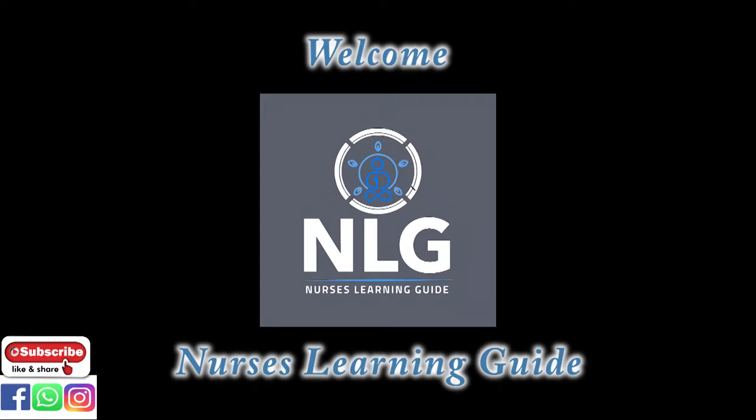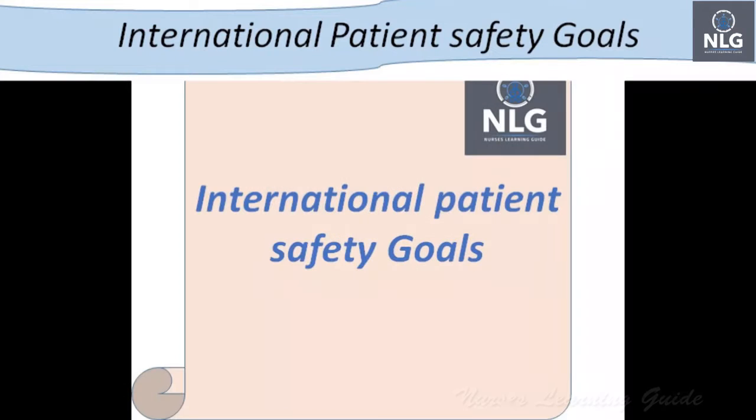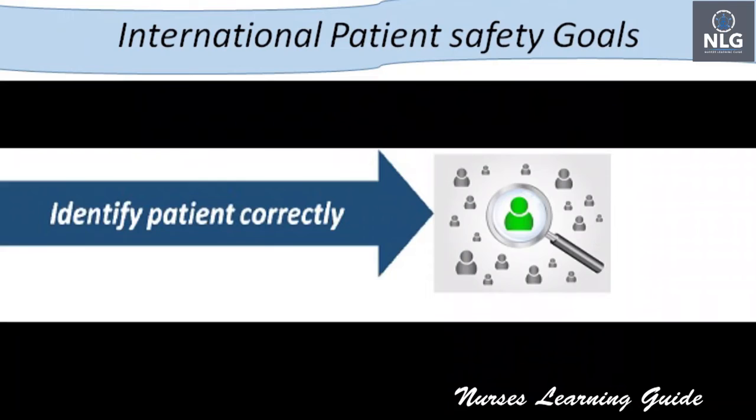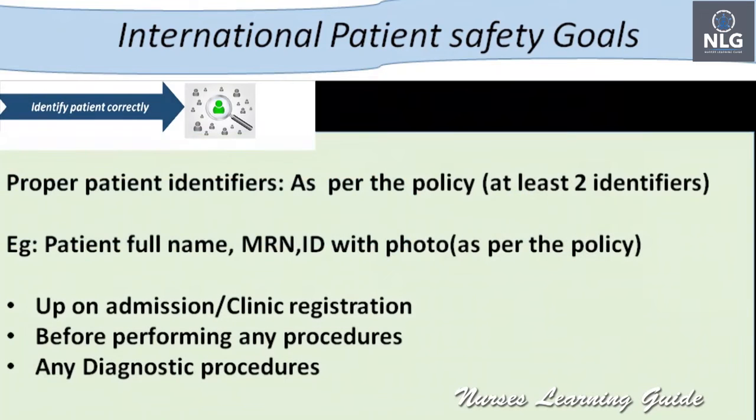Today we're going to discuss international patient safety goals. We have 6 goals. Let's see one by one. This has an important role in patient care. The first one is identify patient correctly. Proper identifiers are used to identify the patient.